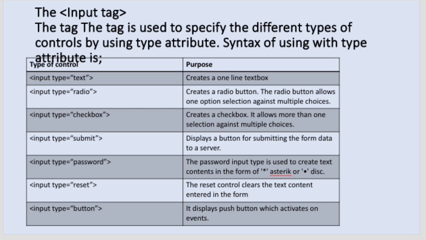Input type is equal to submit displays a submit button for submitting the form data to the server. Input type is equal to password. The password input type is used to create a text field whose content is hidden in the form. Asterisk or disk is used. Input type is equal to reset. The reset control clears the text content entered in the form. Input type is equal to button. It displays a button which activates on events.